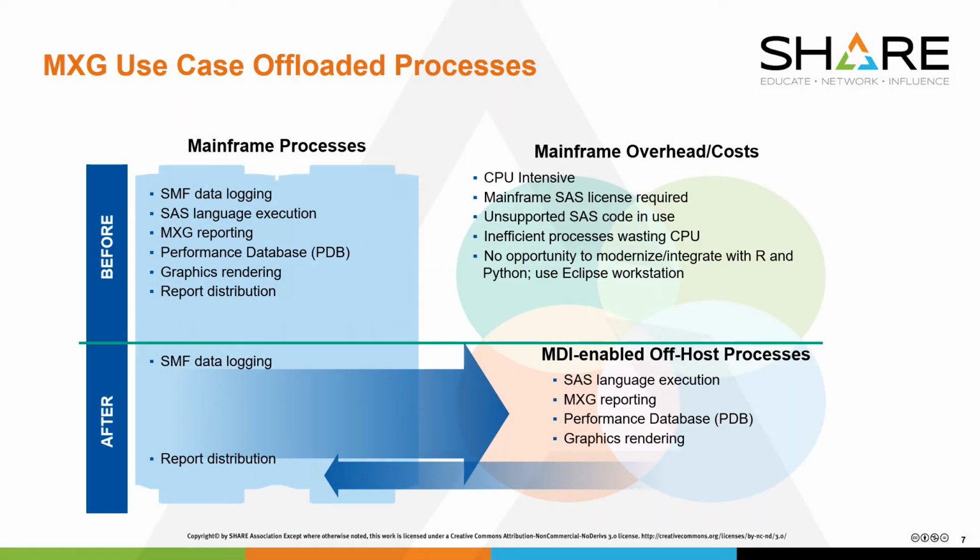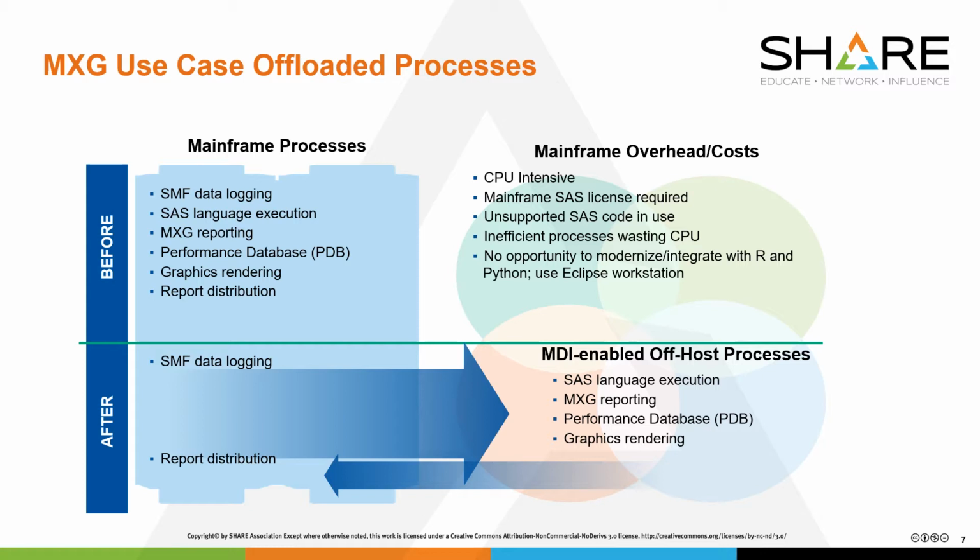So what are we actually talking about using? Well, your SMF data that would then be fed into MXG and SAS is produced on the mainframe. So we're not talking about changing that. It's still going to be produced there. But what we're talking about changing is taking that SAS language execution, moving it off host to the coprocessor.